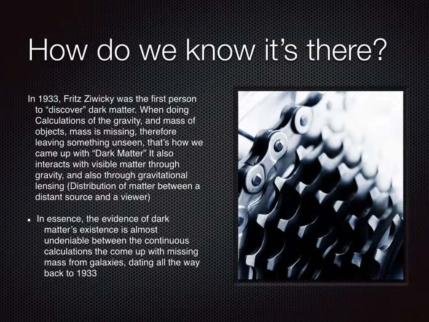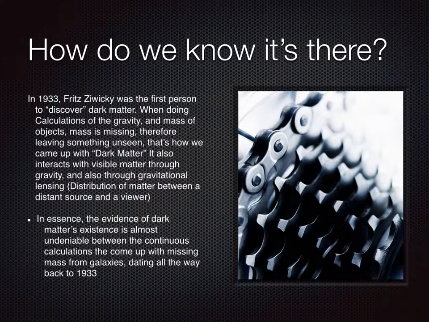How do we know it's there? In 1933, Fritz Zwicky was the first person to discover dark matter. When doing calculations of the gravity and the mass of objects, mass is missing, therefore leaving something unseen. That's how we came up with dark matter.